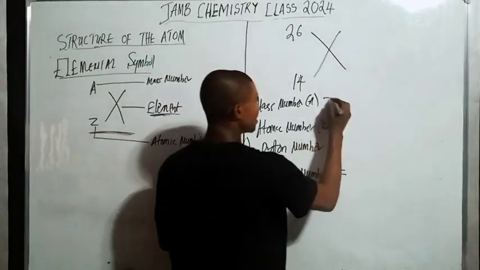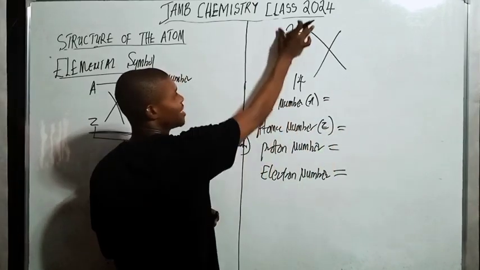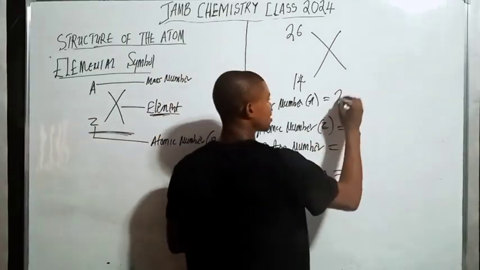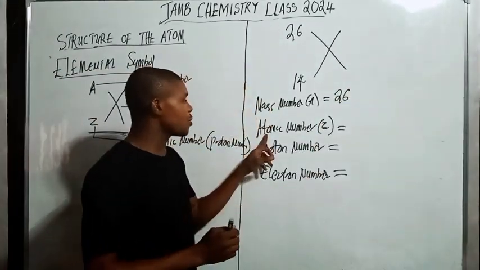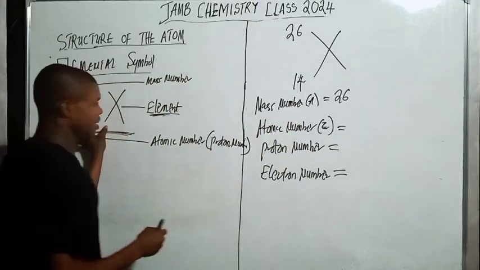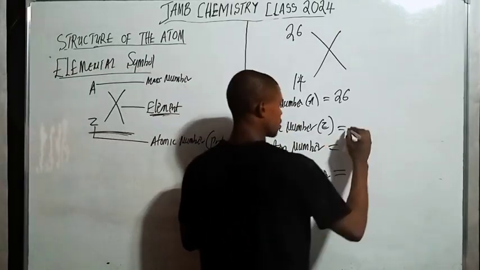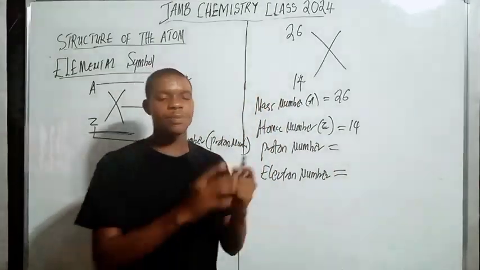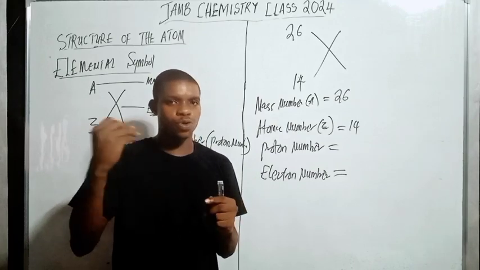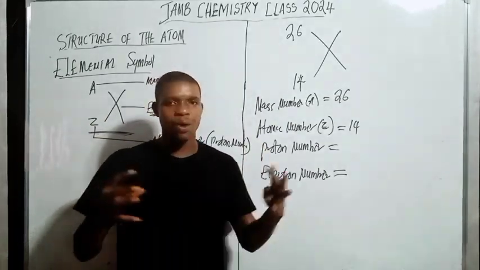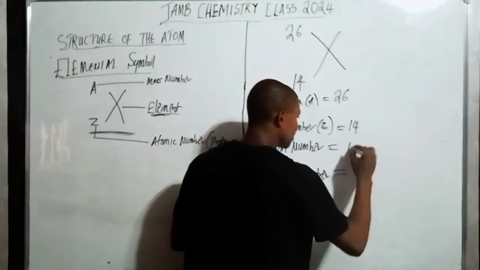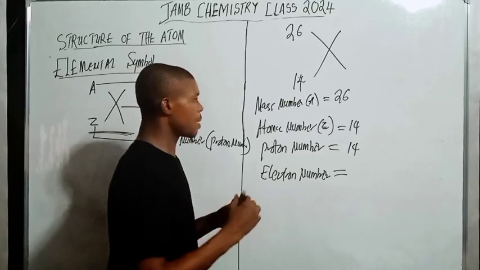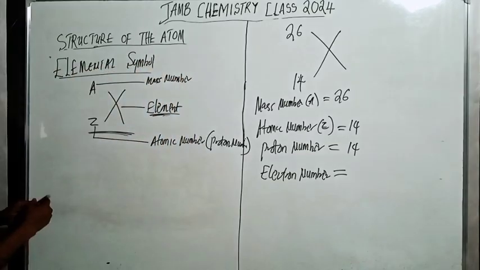Now you need to understand here that the mass number is the upper one. So the mass number is already obvious. It's 26. Now the atomic number is this Z here, which is 14. Now the proton number is also 14, because the number of protons in an atom is the atomic number. So proton number and atomic number are the same thing. So here you can just say it is 14. The electron number?